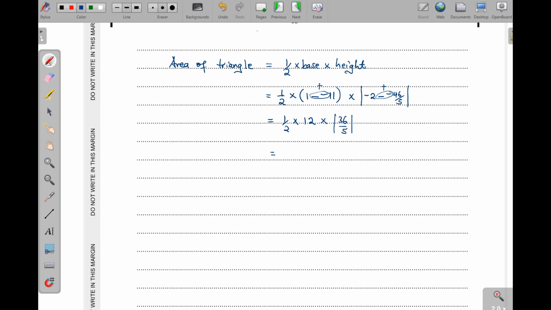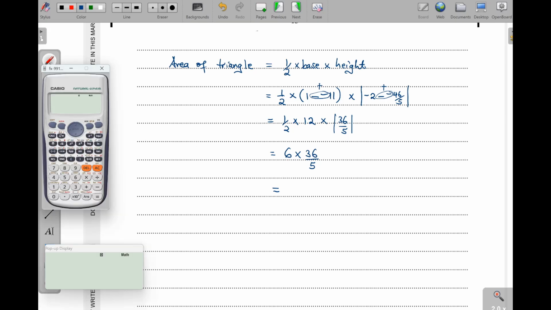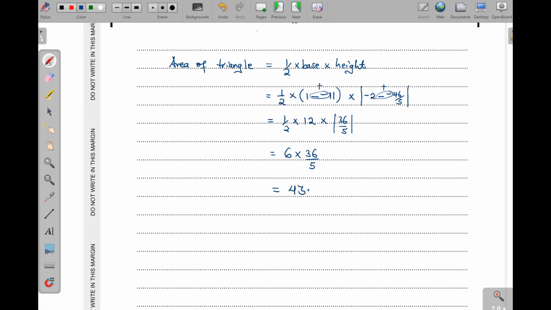So, all right, there is the positive. So we have 6 times 36 over 5. And then our final answer becomes 6 times 36 out of 5. We get 43.2. As simple as that.